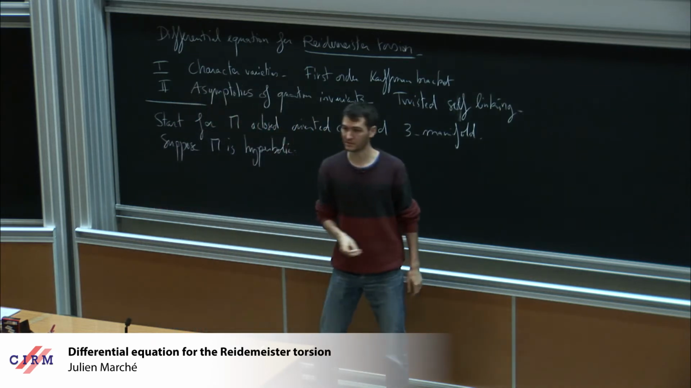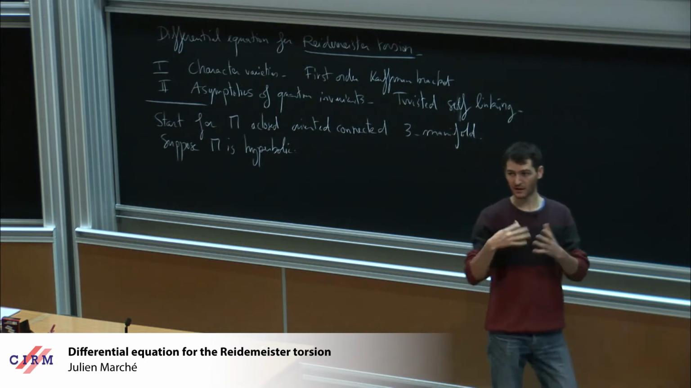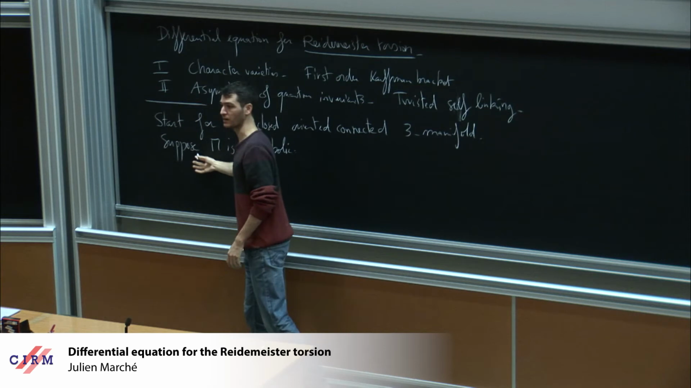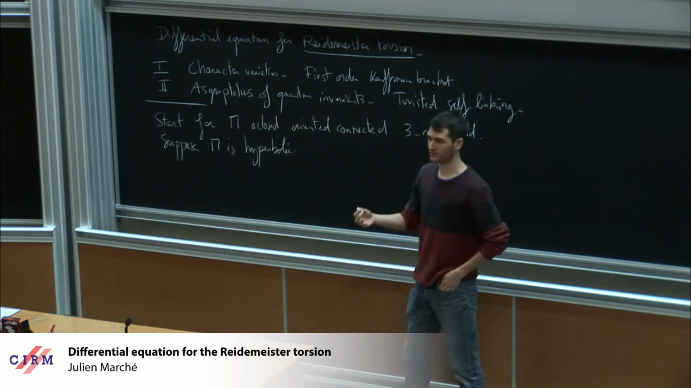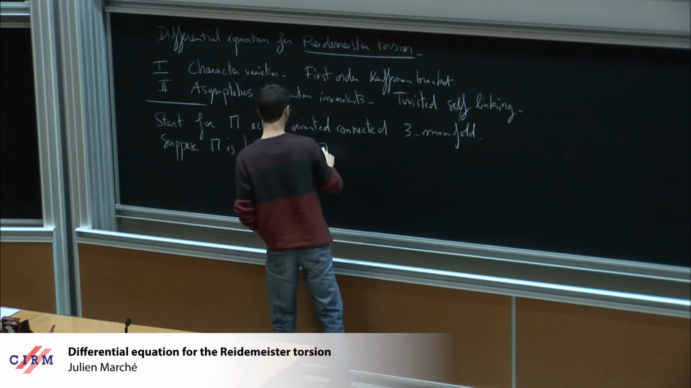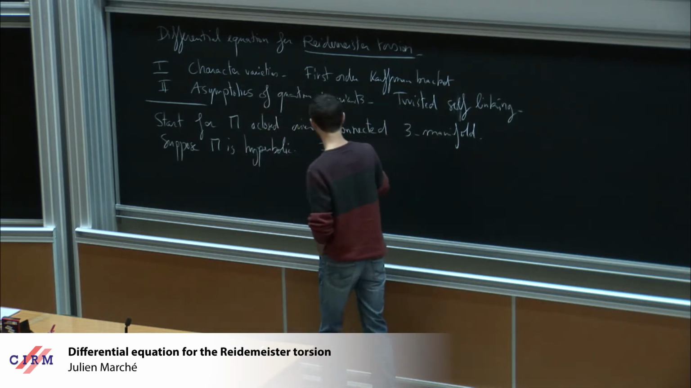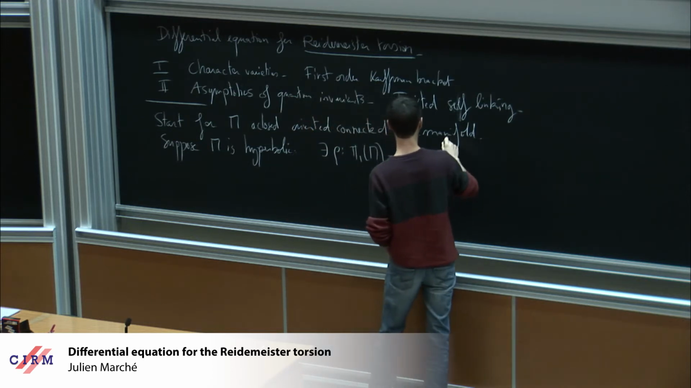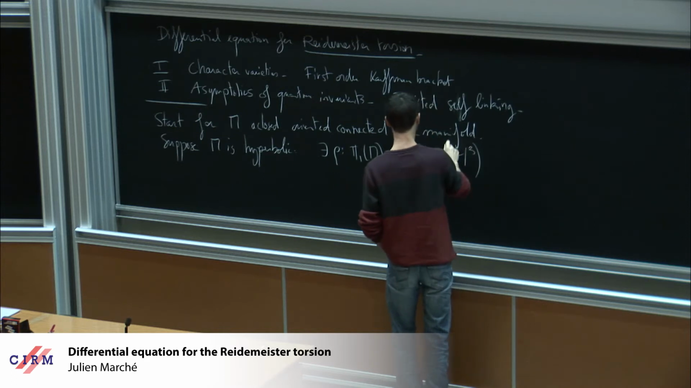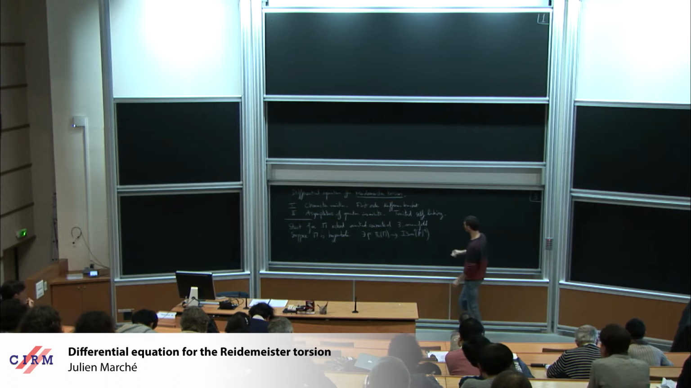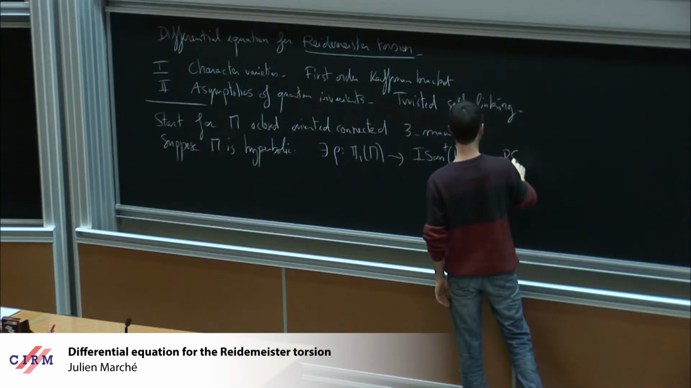So what does it mean? It means that M is the quotient of H3, the hyperbolic space, by some subgroup of the set of isometries. In particular, it has a representation of its fundamental group into the group of isometries of the hyperbolic space. So there is a very important representation from pi1 of M to the group of orientation-preserving isometries of hyperbolic 3-space. It's well known that this group is PSL2(C).